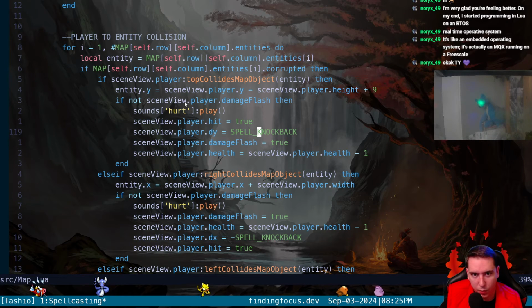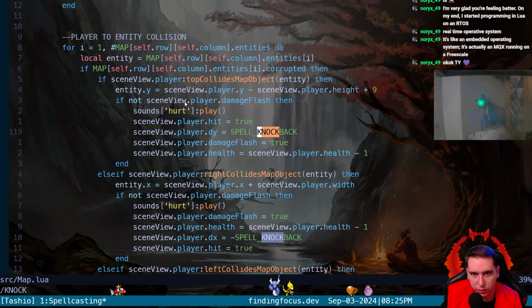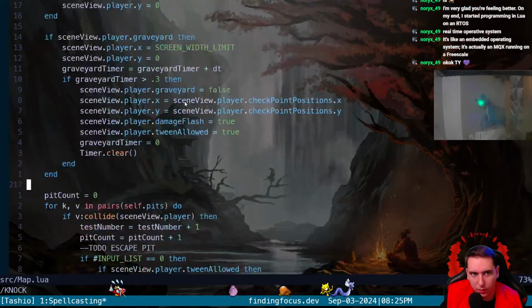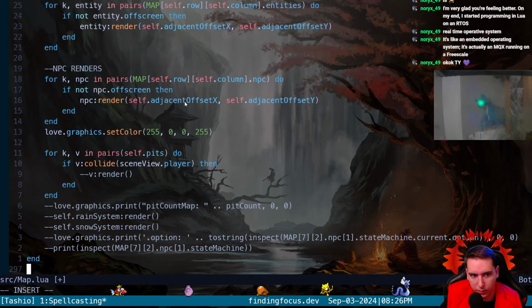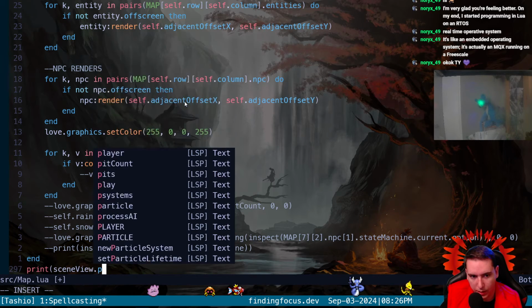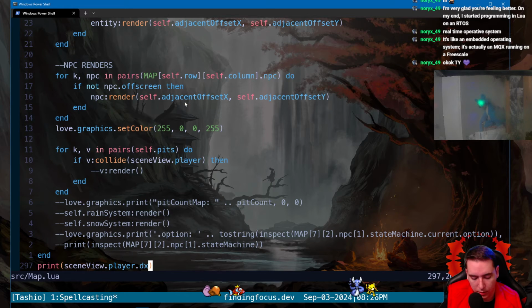Okay, we want to look at what our DX is for our player. We don't have to put this in the render function. We could just do it right here. Actually, I do want to see it at the end of the update for the map, so we'll just put it at the bottom here. Let's just say print sceneview.player.dx. Okay, let's try that.